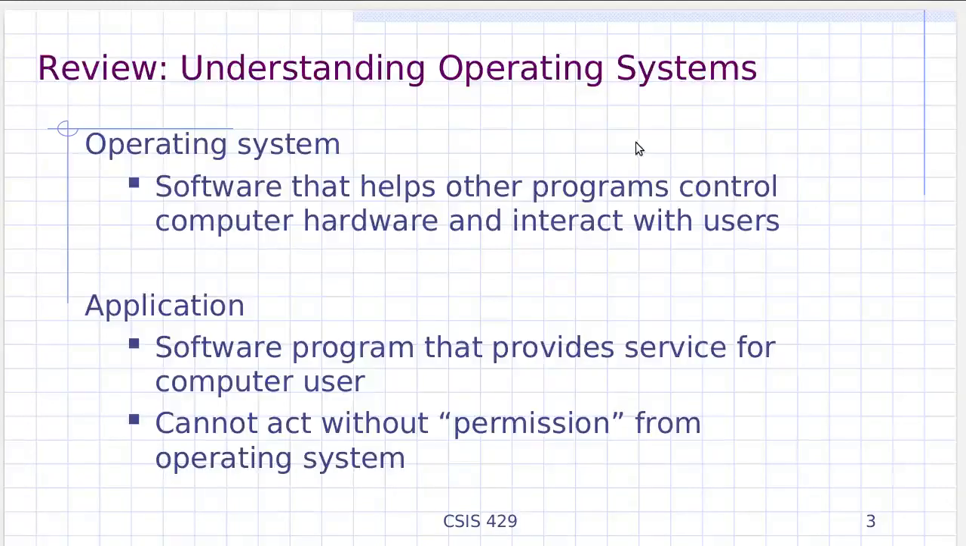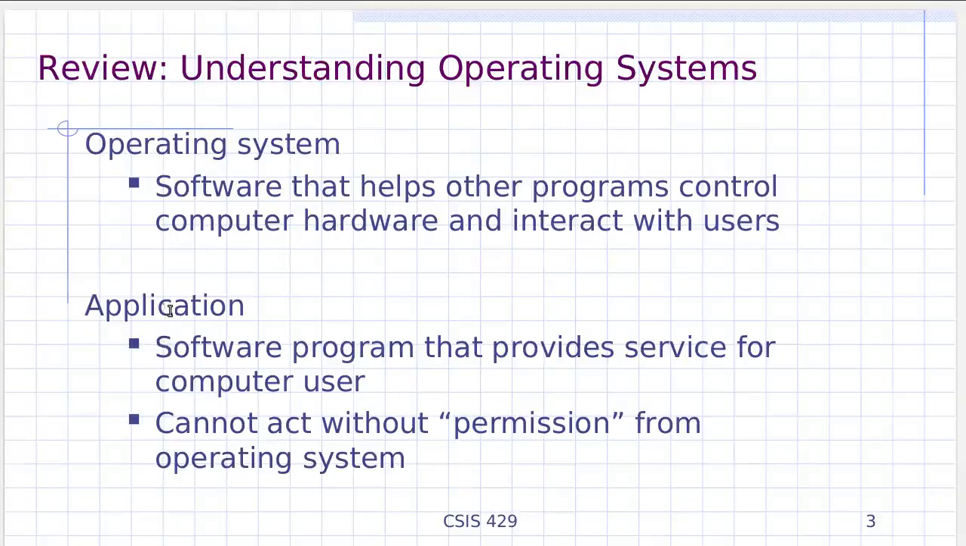Let's do a review first. We'll take a look at some of the things we've seen before. Basically, what is an operating system? It is software that helps other programs control computer hardware, interact with users, things like that. What are these other programs? They're almost always applications. Of course, there are other things like device drivers. But let's just say it's the kernel mainly of the operating system and then applications. Those are the two main things.